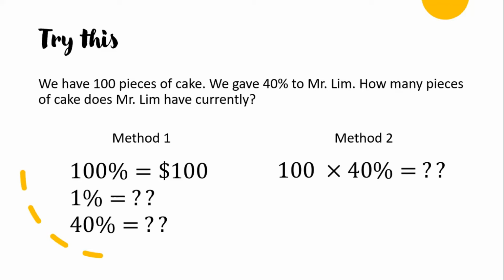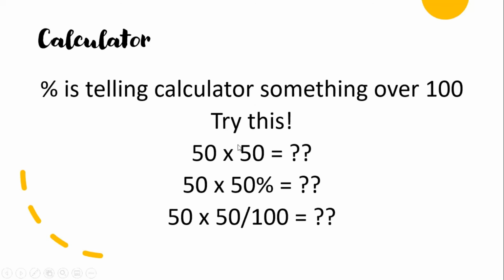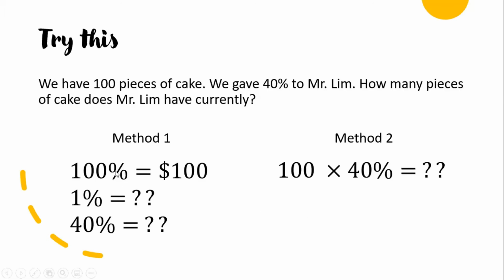Method one: you will find out 1% is equal to 1, correct? So 40% is equal to 40, correct? Method two: because 100 pieces of cake is always 100%, and we only need 40%, you just take 100 times 40%, which is equal to 40, right? It's the same answer, but it depends on which method you prefer. Method one is a 3-step thing, and method two is a 1-step thing. Okay, method one is maybe I can say 2-step.